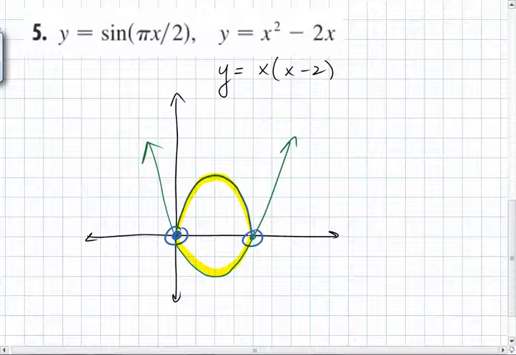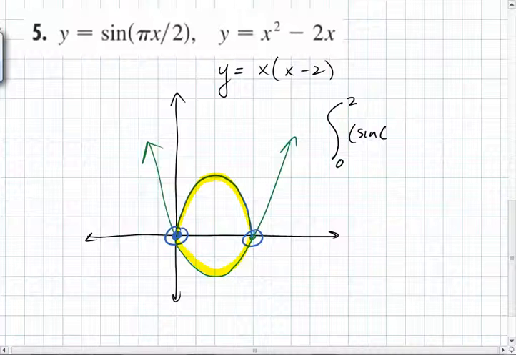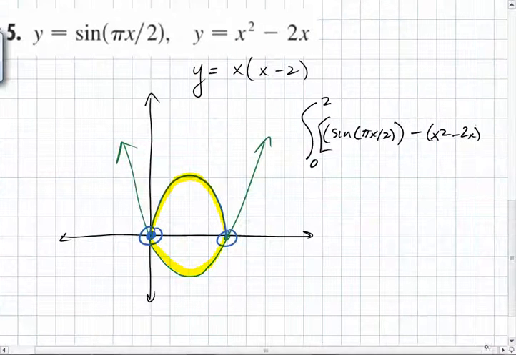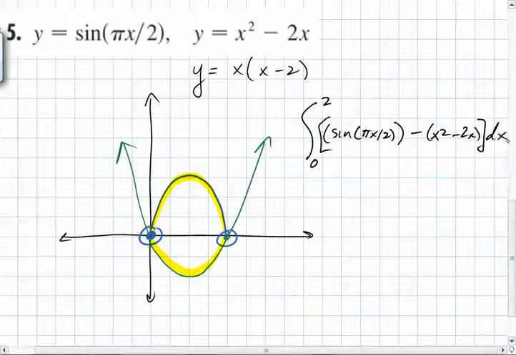Sorry. So is this integrating with respect to x or y? X. And it goes from 0 to 2. And what's the upper bound? Sine of pi x divided by 2. And what's the lower bound? X squared minus 2x. And it's in terms of x. So you evaluate that.